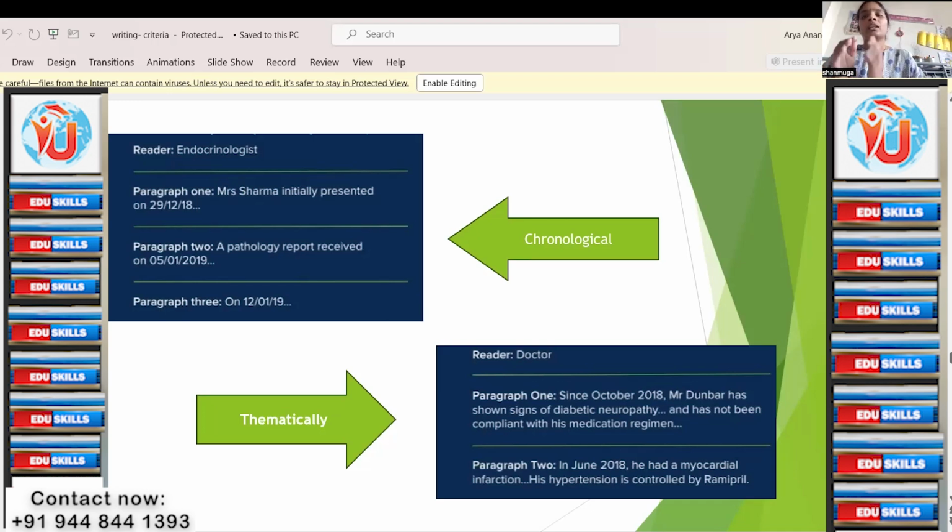And thematic, this is the Peter Dunbar case note. The reader can be the doctor. Since October, the patient has been showing neuropathic signs and symptoms, so we are referring him for medication. Paragraph 1 should be the neuropathy signs and symptoms, how he is taking the medication, how he is managing his condition. That is the most important thing, and that particular paragraph should have only that information.